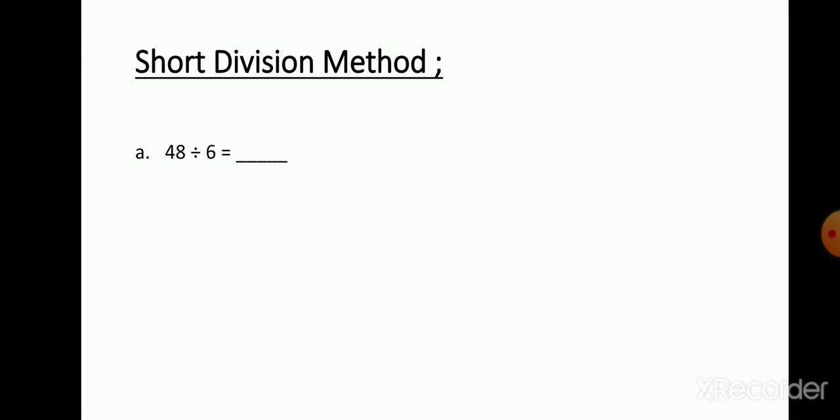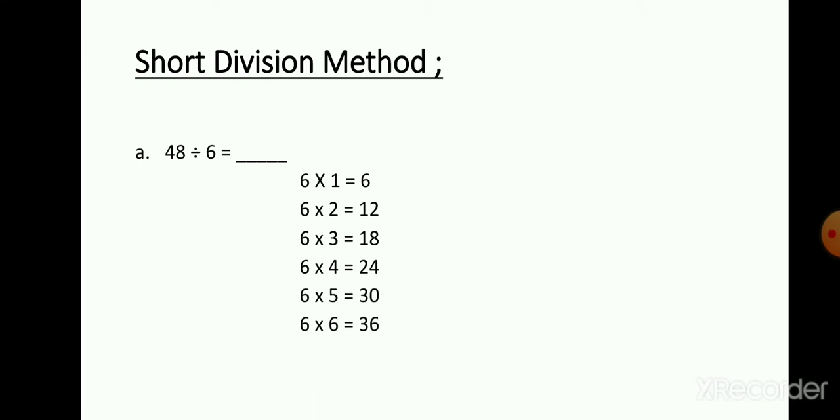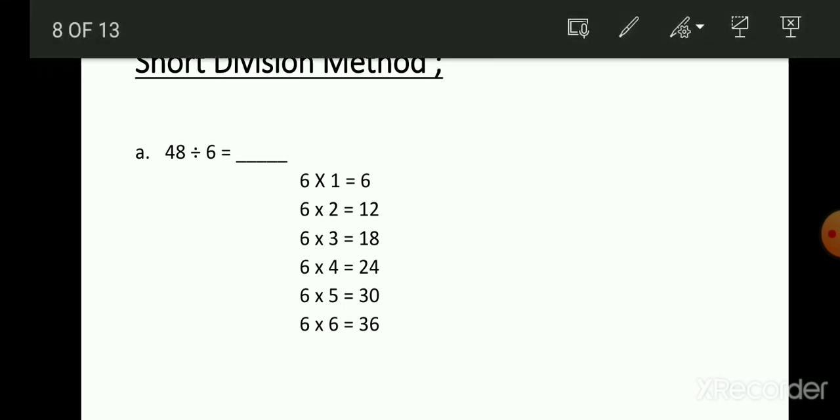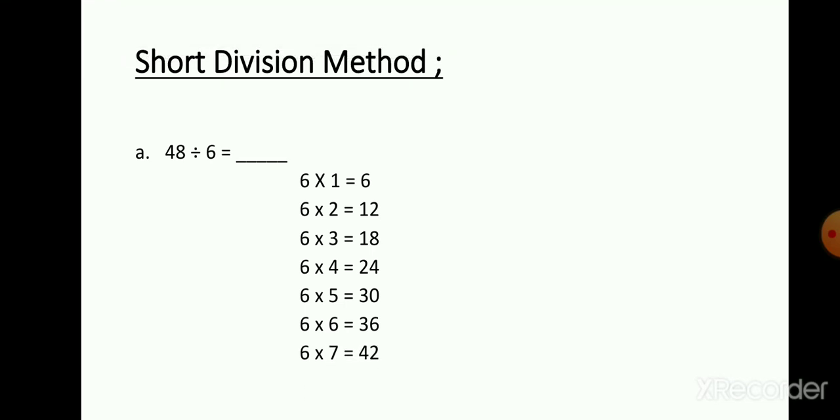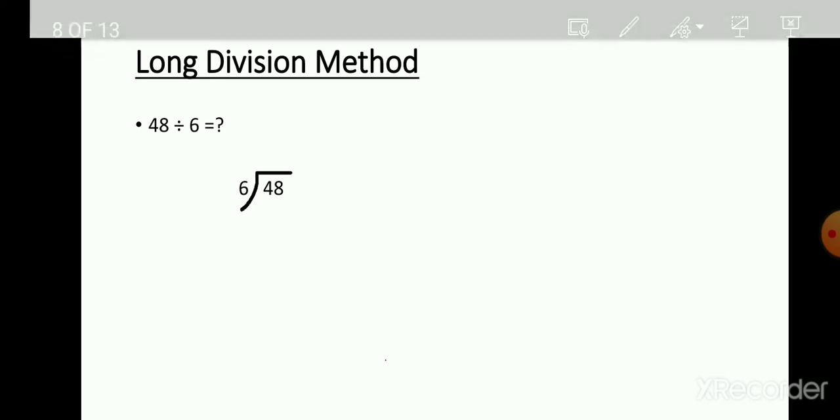So let's start recalling the table of 6. 1 times 6 is 6, 2 times 6 is 12, 3 times 6 is 18, 4 times 6 is 24, 5 times 6 is 30, 6 times 6 is 36, 7 times 6 is 42, 8 times 6 is 48. So how many times 6 equals 48? 8 times. So we stop recalling the table of 6 here because here we get our answer, that is 48.